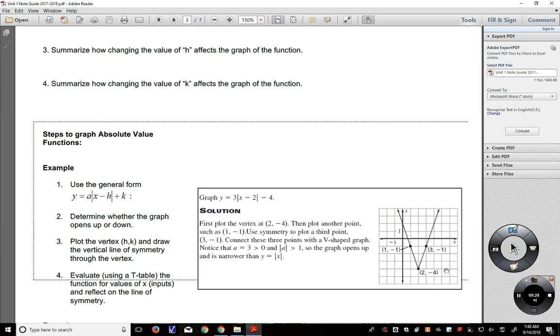Or if you're just comfortable with graphing but not the characteristics, see if you can graph the parent and the other one that's listed here.